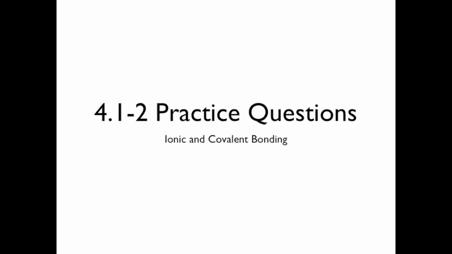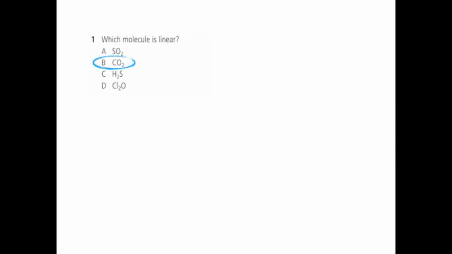This video is a special one-off of practice questions for our ionic and covalent bonding. These are questions I took from the end of chapter 4 that are relevant to subtopics 1 and 2. First question, which molecule is linear? The answer is B, carbon dioxide.